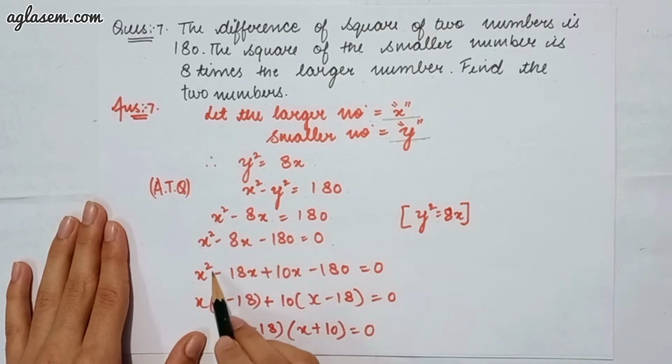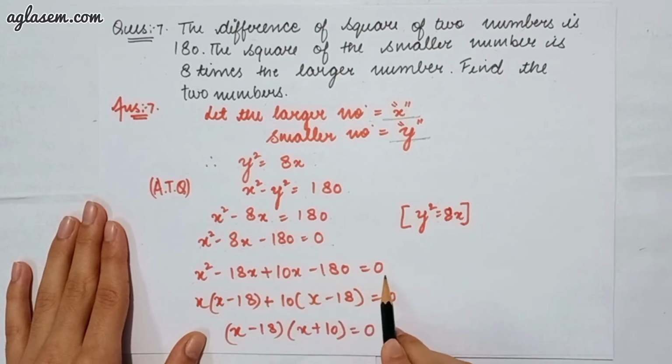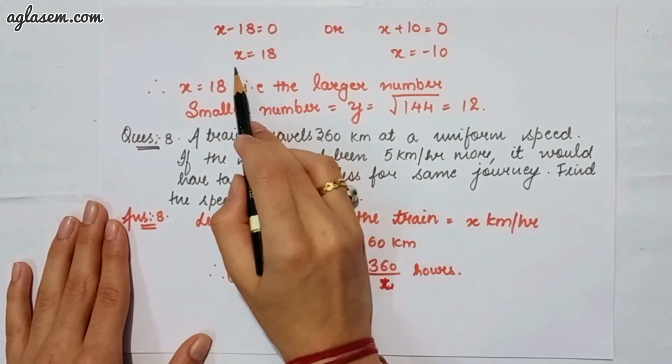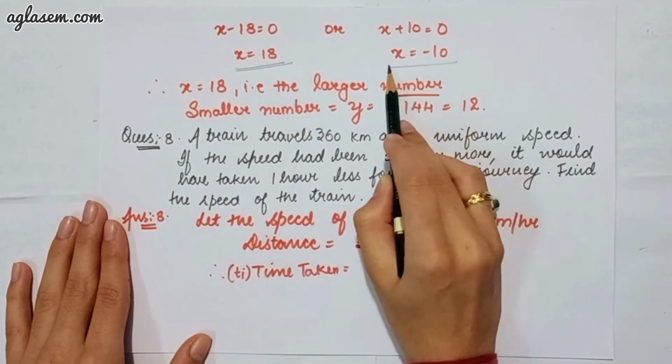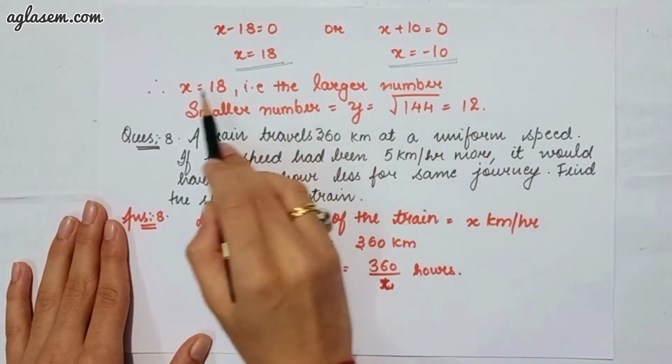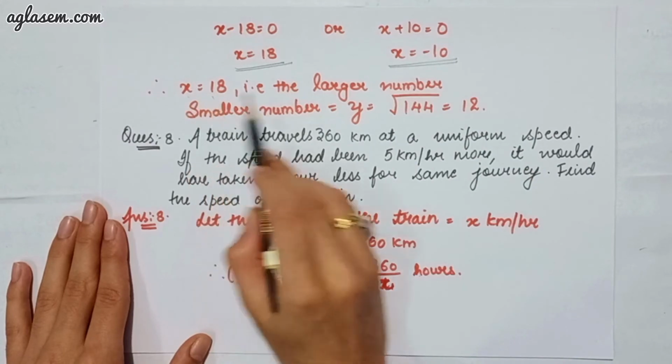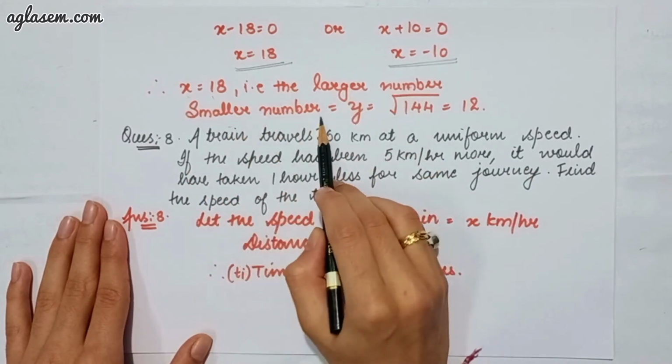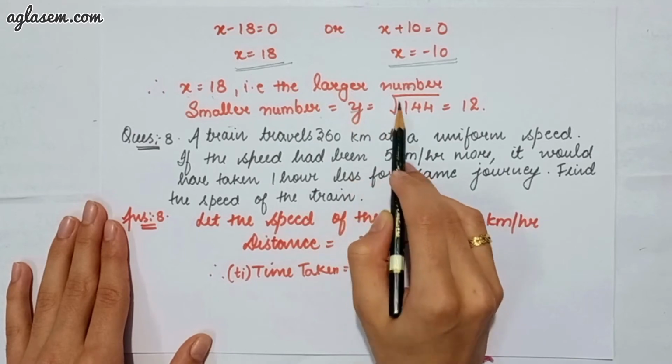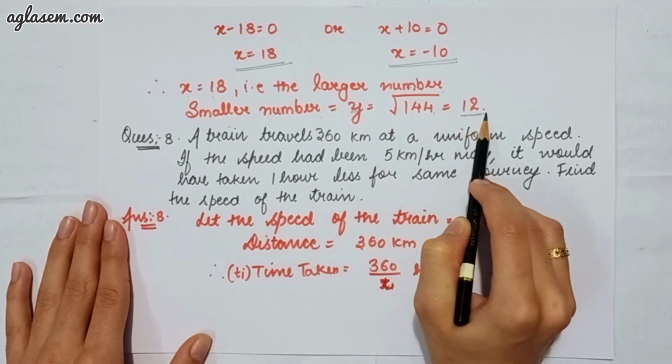So x square minus 8x minus 180 is equal to 0. So here x square minus 18x plus 10x minus 180 is equal to 0. Solving this, we will get two brackets, that is x minus 18 and x plus 10, which is equal to 0. Further solving it, we will get x as 18 and another x as minus 10. So therefore x is equal to 18, that is the larger number, and the smaller number, that is y, is root 144, that means 12.